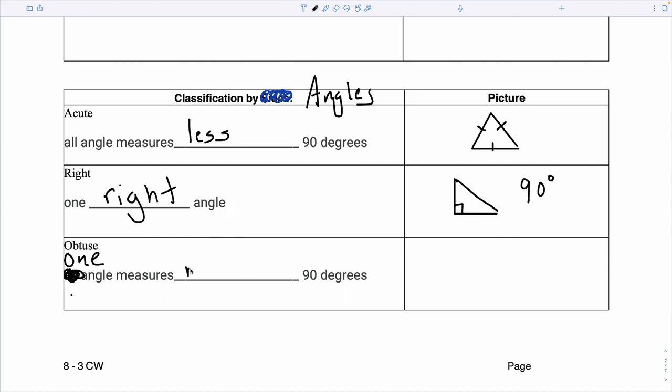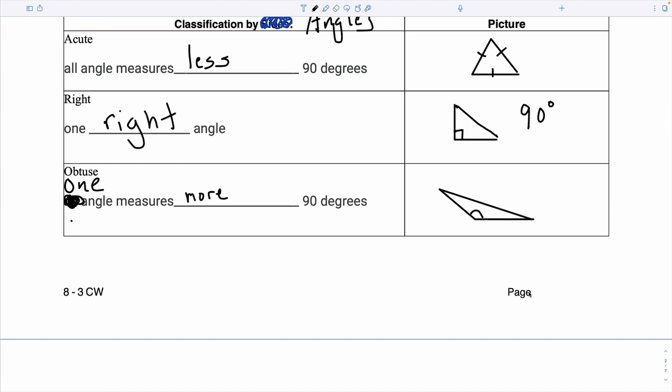One angle is more than 90. Acute is 1 less, right is 90, obtuse is 1 more. Make your first angle look like this. It's a giant obtuse angle. There's your one obtuse. The other one connects it. That triangle is obtuse.